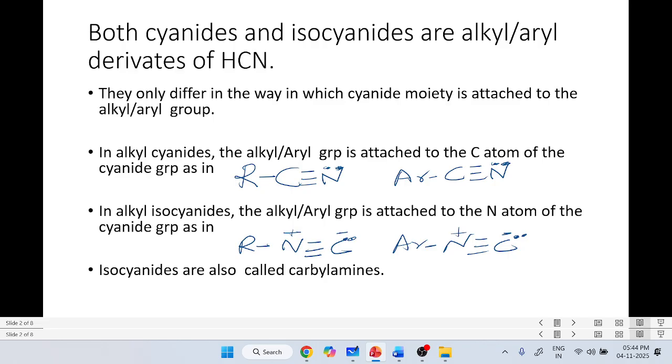See, cyanides and isocyanides are alkyl aryl derivatives of hydrocyanic acid. It's a very poisonous gas, and they differ only in the way in which the cyanide moiety is attached to the alkyl aryl group.